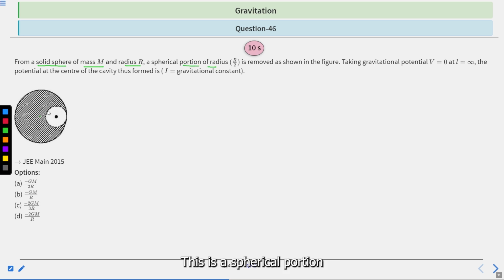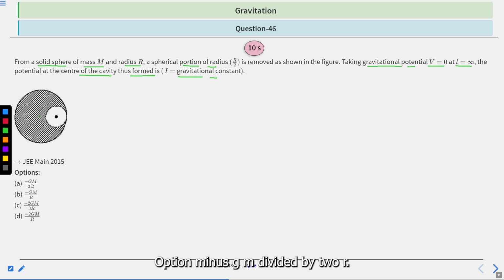A spherical portion having radius r by 2 is removed, as shown in the figure. Taking gravitational potential V equal to 0 at infinity, the potential at the center of the cavity thus formed is what? Here G is the gravitational constant. So which option is correct?